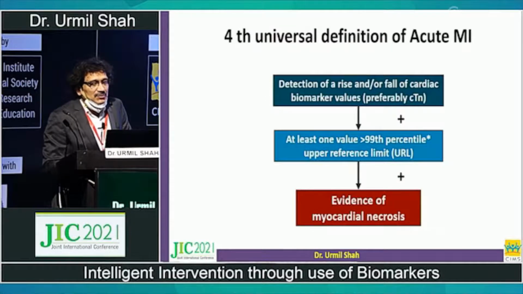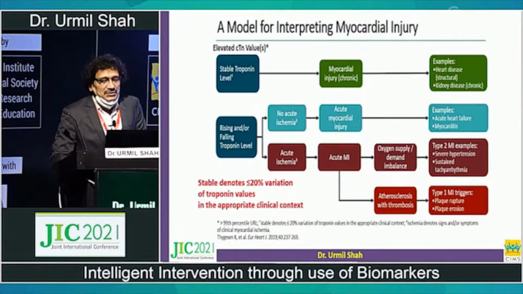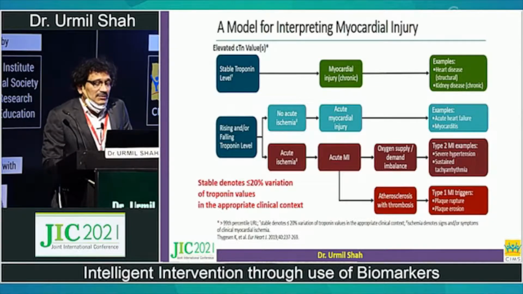This is the definition of myocardial infarction, which tells that there has to be at least one value above the 99th percentile of the normal range. At the same time, there is a fall or a rise of the biomarker with evidence of myocardial ischemia. So what we have to understand is whether there is a stable troponin level elevation. It can be a chronic myocardial injury. It may be because of structural heart disease or kidney disease.